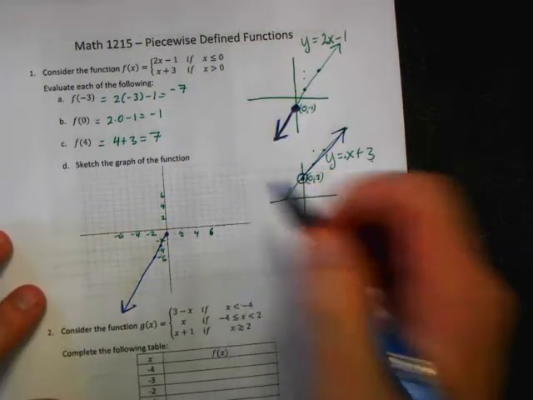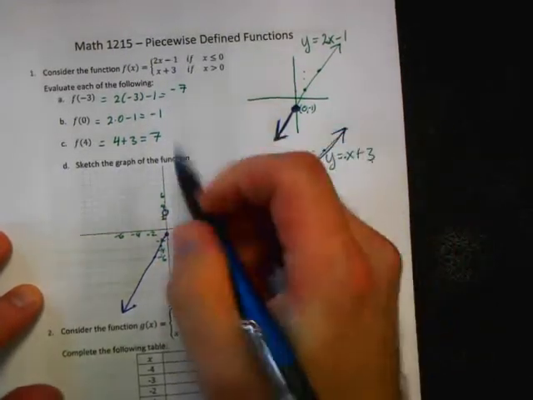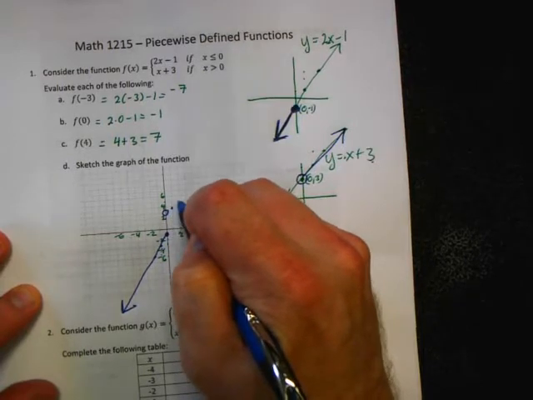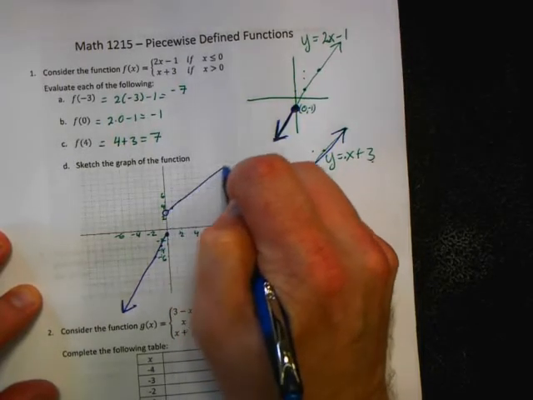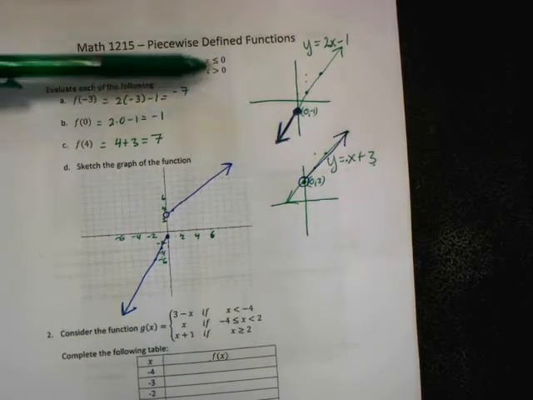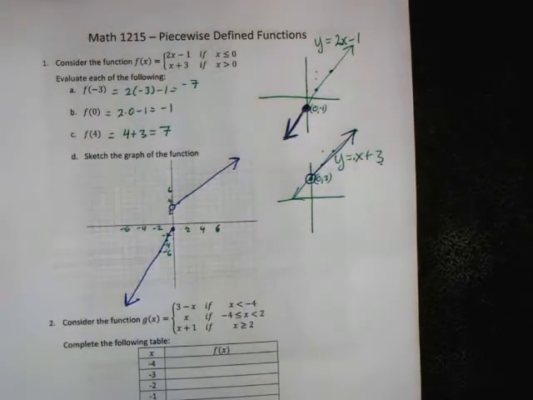Okay, so I go to 0, comma 3, I put a circle, and then my slope was 1, so I go up 1 over 1. Up 1 over 1. And I get a line that looks like that. So there is the graph of that function. Notice the function had 2 separate parts, so we get 2 separate graphs, in a sense.